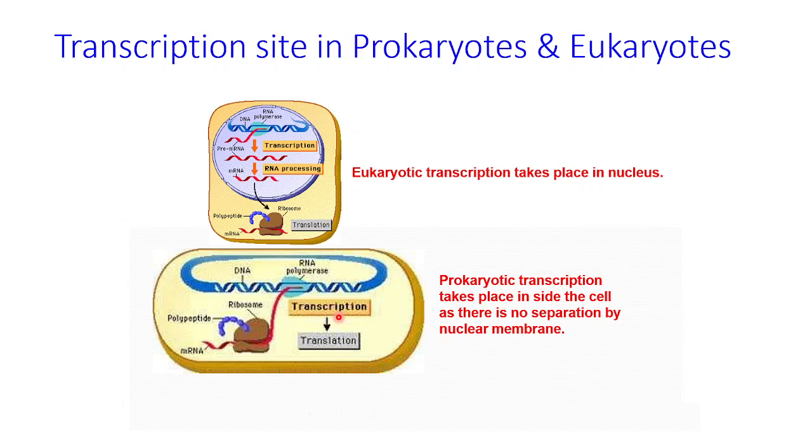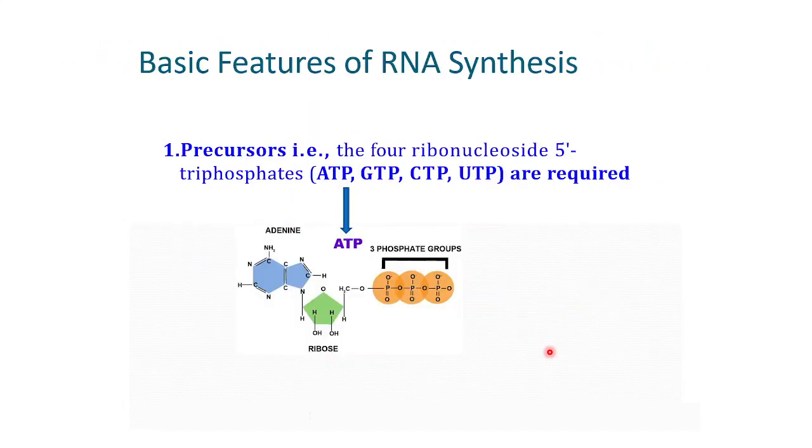So eukaryotic transcription takes place in the nucleus. So you have a DNA, then the RNA polymerase comes and a pre-RNA is produced, that is transcription. Then you have the mRNA, which is put into the ribosome for the translation. And prokaryotic transcription takes place inside the cell, as there is no separation by the nuclear membrane. So the location of the transcription is very, very important.